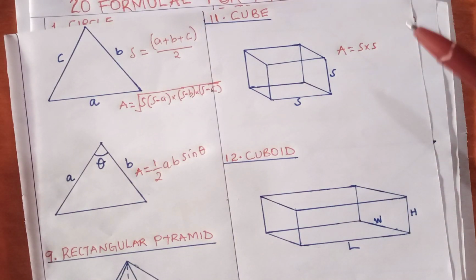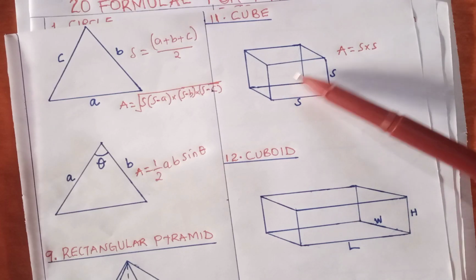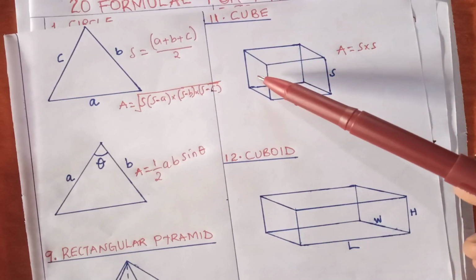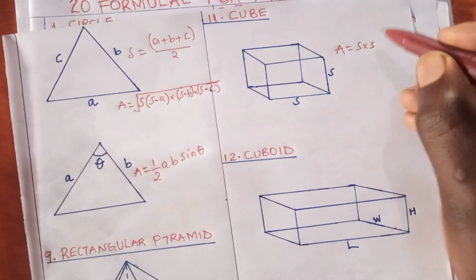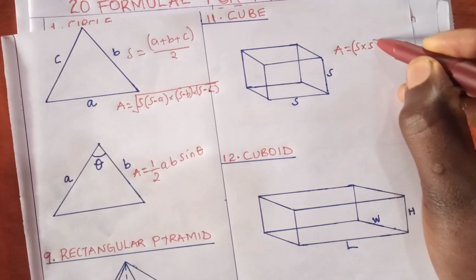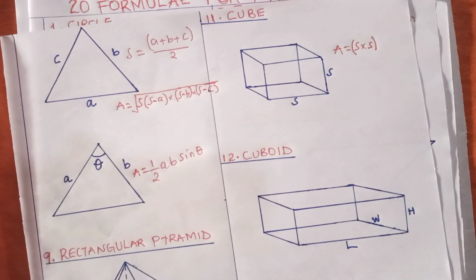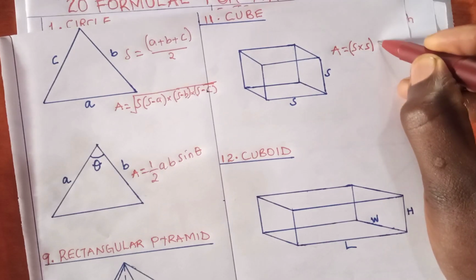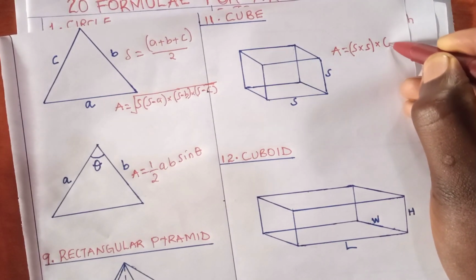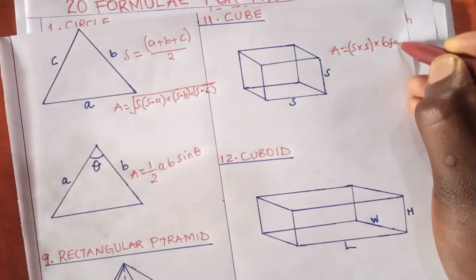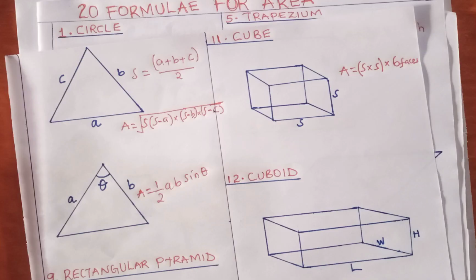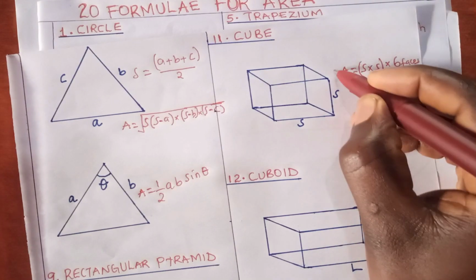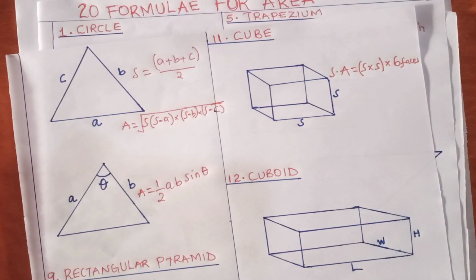How many faces are here? This is one face, the second one is there, we have the third one, the fourth one, the fifth one, and the sixth one. So we have 6 faces. After working out the area of one square, you multiply by how many squares? 6. Or how many faces? 6 faces. You multiply by 6 faces. That will give you the surface area of a cube.